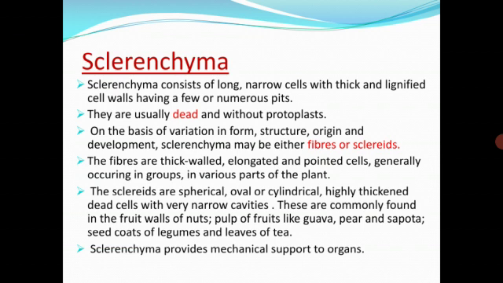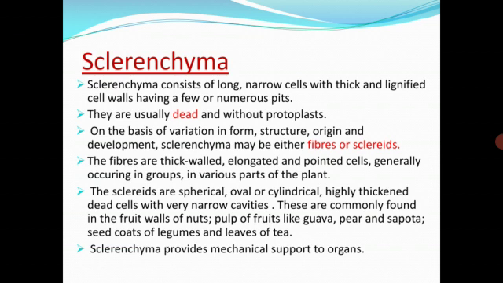On the basis of variation in the form, structure, origin, and development, sclerenchyma may be either fibers or sclerites. The fibers are thick-walled, elongated, and pointed cells, generally occurring in groups in various parts of the plant. The sclerites are spherical, oval, or cylindrical, highly thickened, dead cells with very narrow cavities. These are commonly found in the fruit walls of nuts, pulp of fruits like guava, pear, and sapota, seed coats of legumes, and leaves of tea.